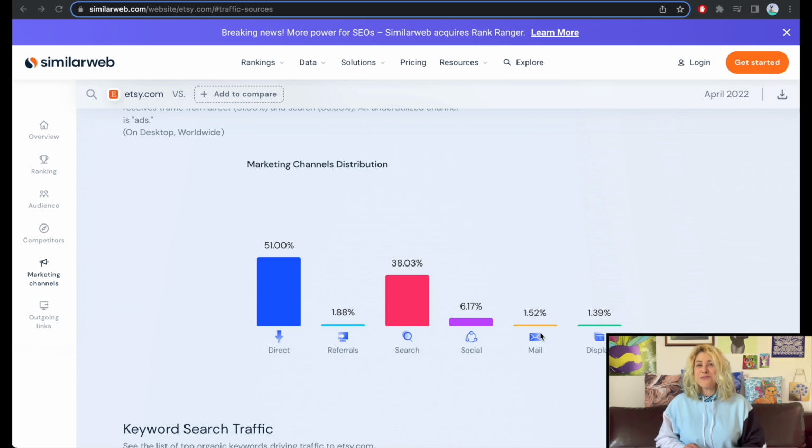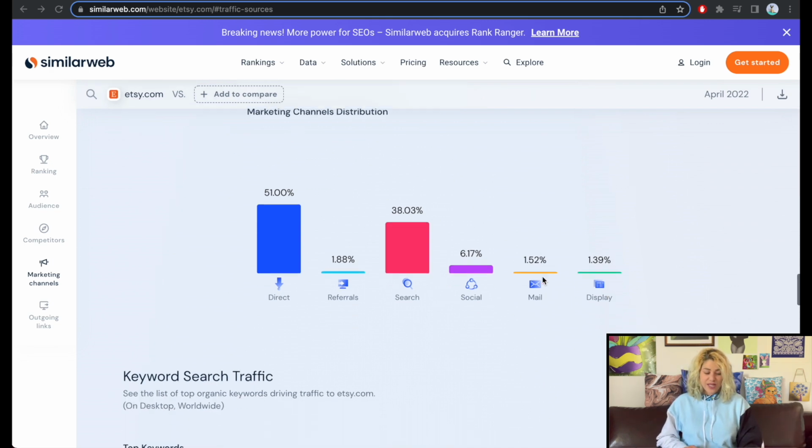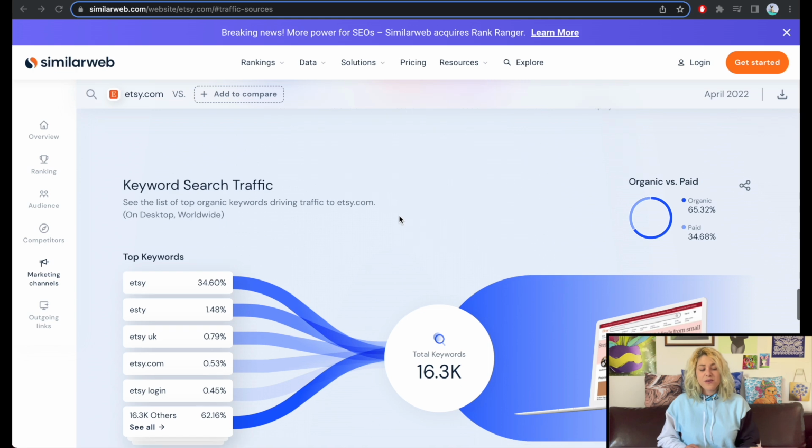Yeah, but 1.52% from 373 million is still a lot. So cheers to them for investing so much in email marketing. And of course, this could also be from email marketing of Etsy sellers sending people to their shop with email newsletters. After that, we have a keyword search traffic tool that doesn't really shed a lot of information.